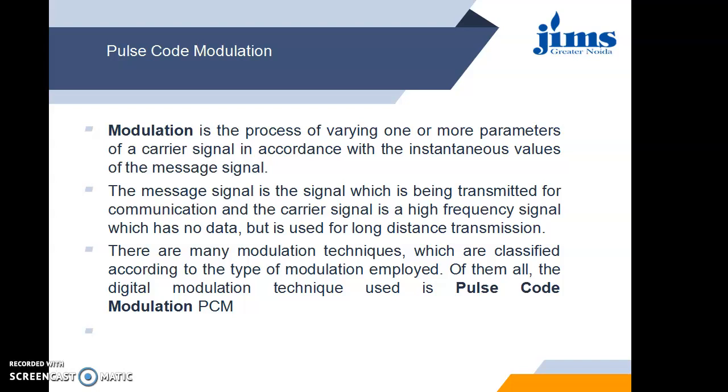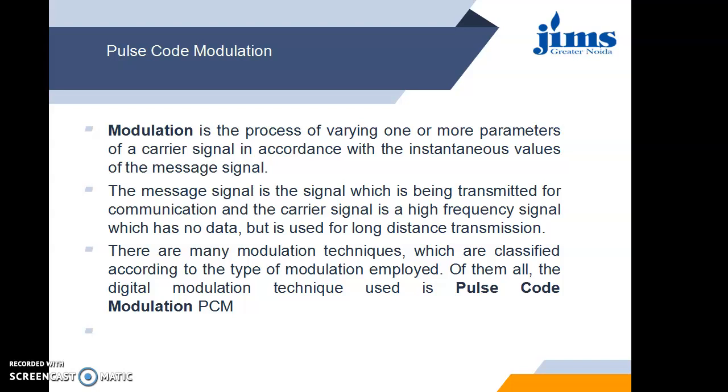So what is pulse code modulation? It is basically a process of converting analog signal or carrier signal in accordance with the instantaneous values of the message signal. So modulation basically means converting the properties of a message signal in accordance with the properties of the carrier signal. The message signal is the signal which is to be transmitted or communicated over long distances, and it has no data, but it is used for long distance transmissions.